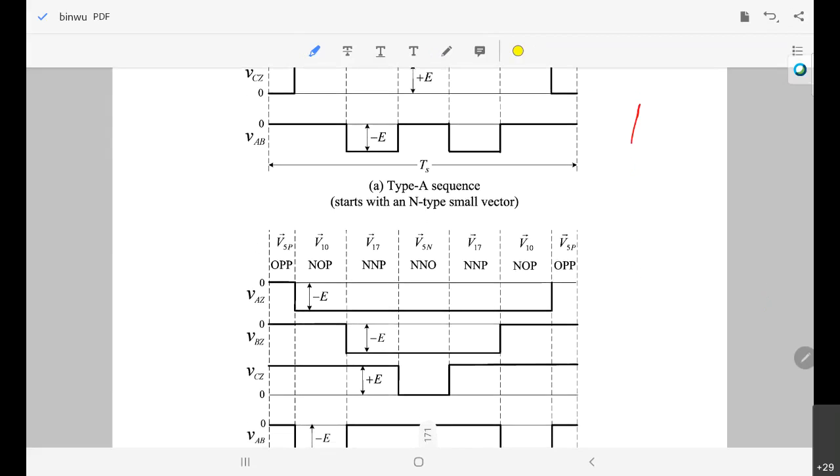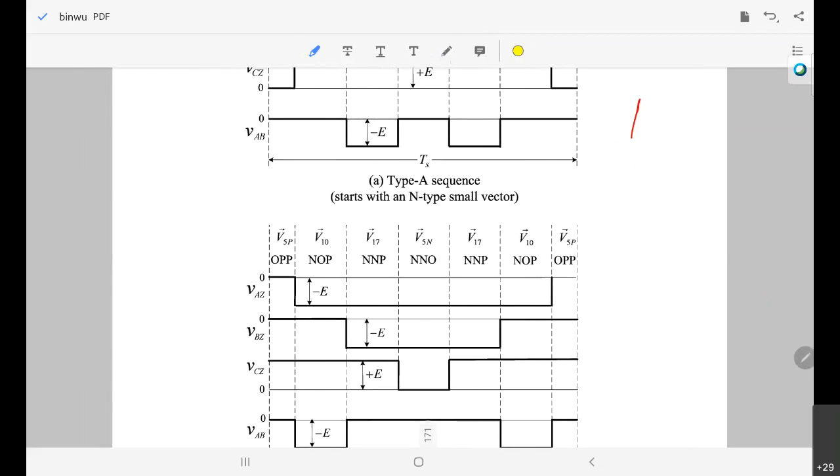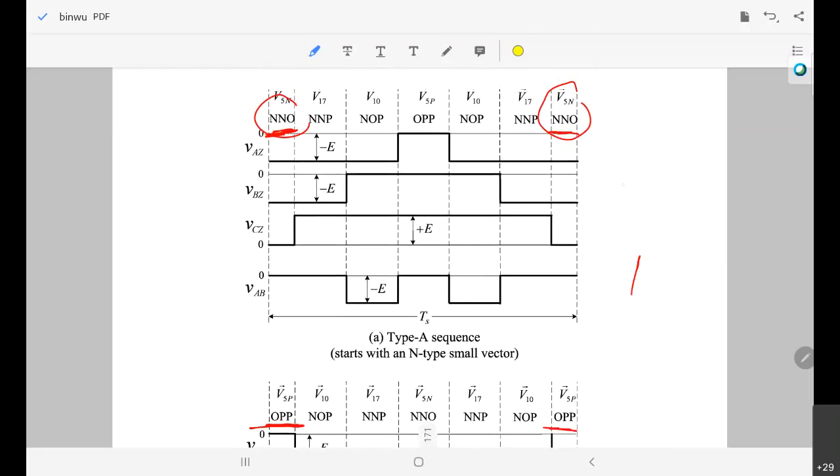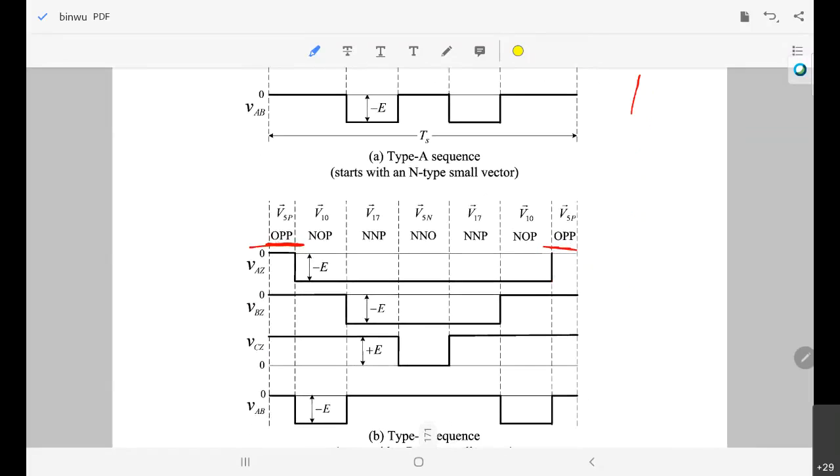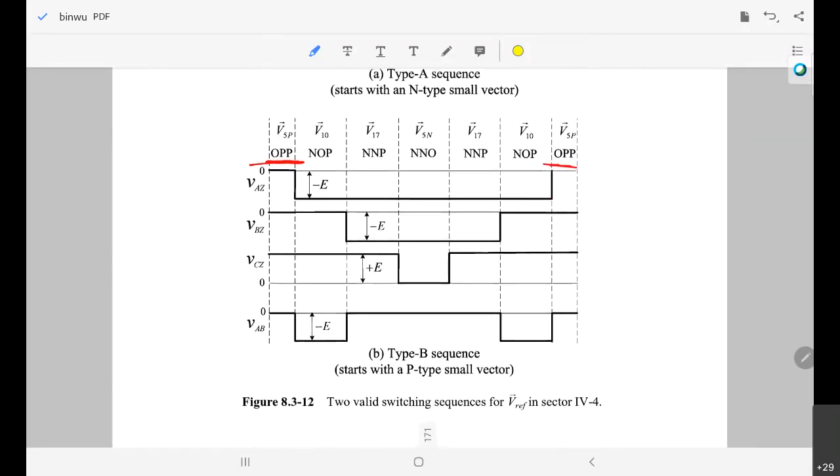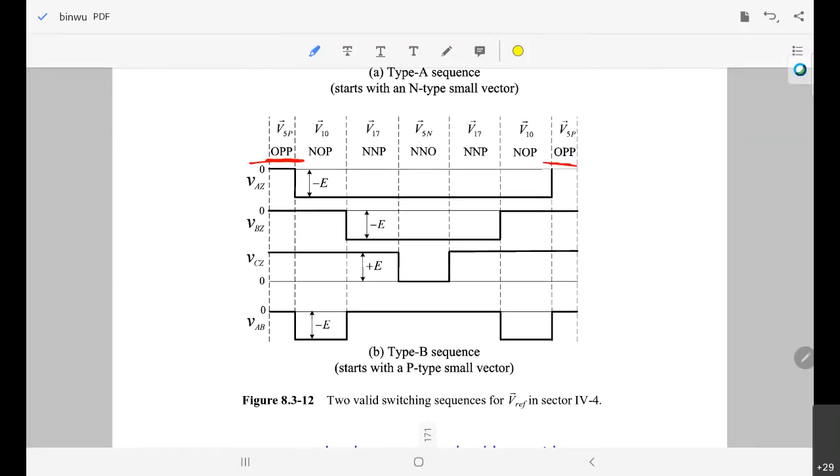So when it is for 30 to 60 degrees, this is 0pp here, and it ends at 0pp. If you notice, when it is changing from type A switching sequence to type C switching sequence, it goes through n00, and again it starts at 0pp. Okay, so this starts at 0pp.